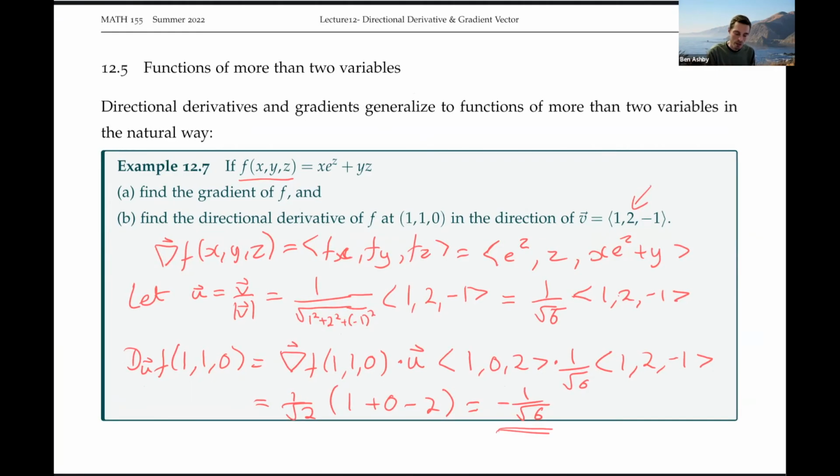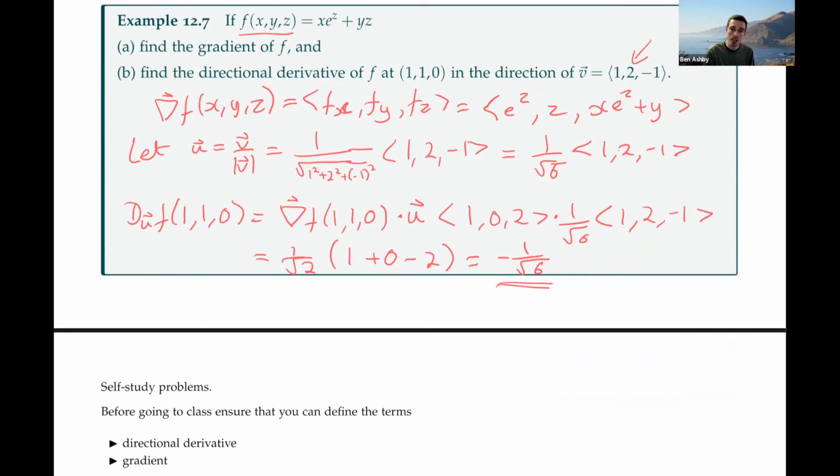Okay, so today we've talked about the directional derivative and the gradient vector and some interpretations of what those mean and how we calculate these things.